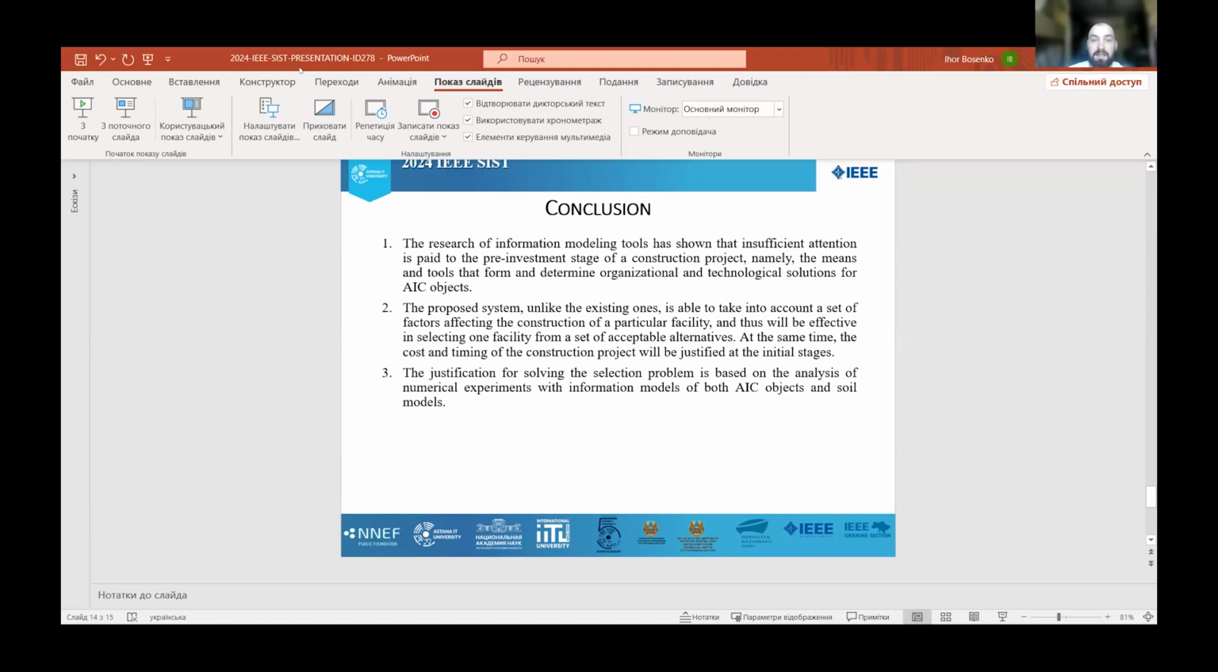In conclusion, first, the research of information model tools has shown that insufficient attention is paid to the pre-investment stage of a construction project, namely the means and tools that form the determinate organization technology solution for ICE objects. Second, the proposed system, unlike existing ones, is able to take into account a set of factors affecting the construction of the particular facility, and thus will be effective in selecting one facility from a set of acceptable alternatives. And third, the justification for solving the selection problem is based on the analysis of a numerical experiment with the information model of both ICE objects and soil models.